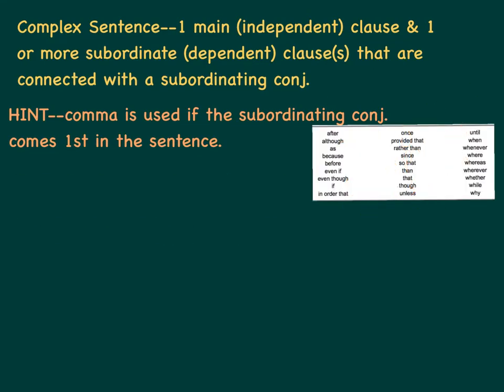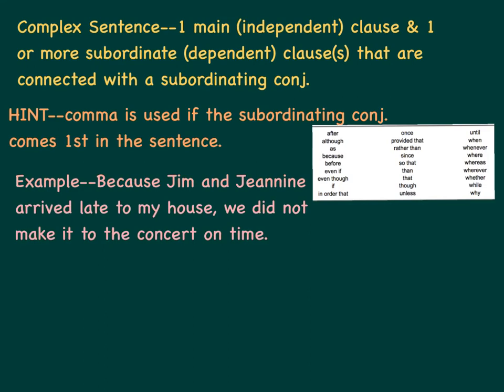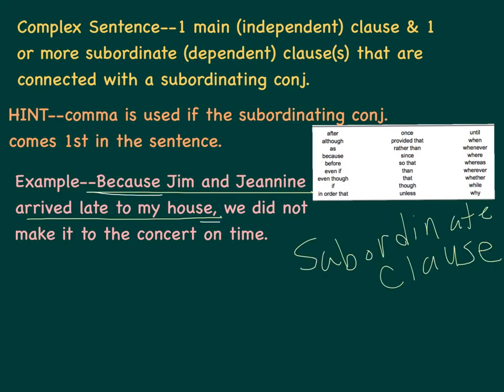Example: Because Jim and Janine arrived late to my house, we did not make it to the concert on time. Look for the comma and the subordinate conjunction, which is because. Because Jim and Janine arrived late to my house is a subordinate or dependent clause. This part of the sentence cannot stand alone.